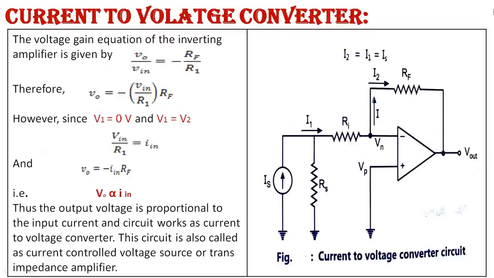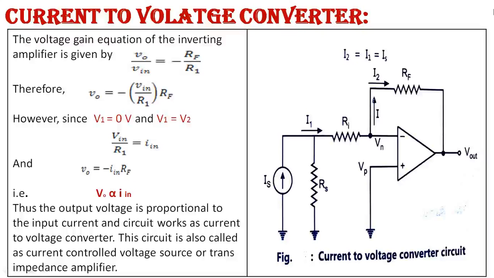Now op-amp has various applications. Starting with the first application, current to voltage converter. See the diagram: the input is given as a current, and here you will get the desired output voltage. RF is the feedback resistor, Rin is the input resistor, R is the source resistance, Vp is the positive terminal voltage, Vn is the negative terminal voltage, I is the current, I1 and I2 across Rin and RF.